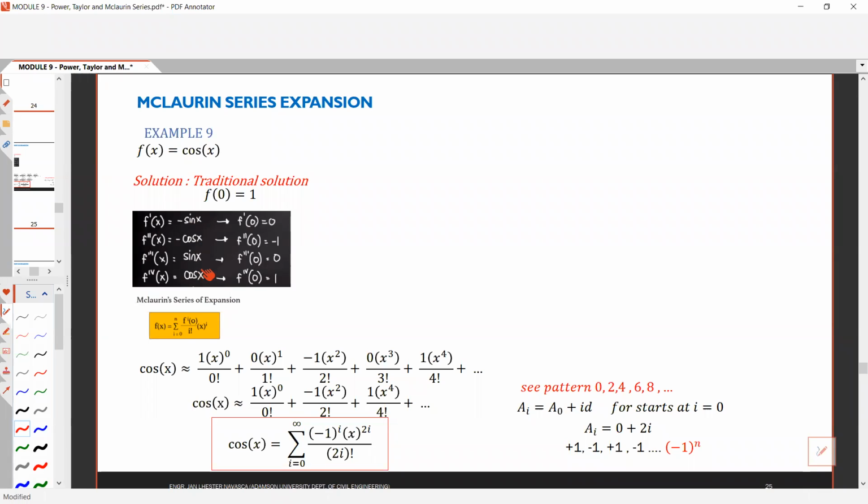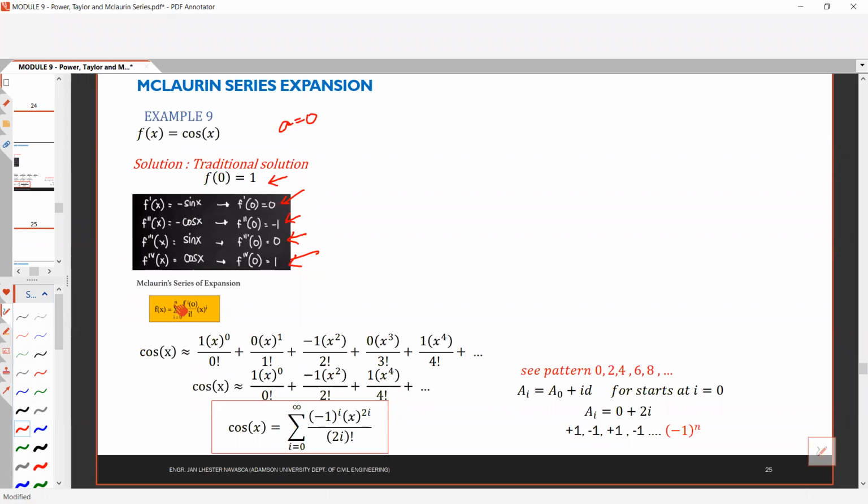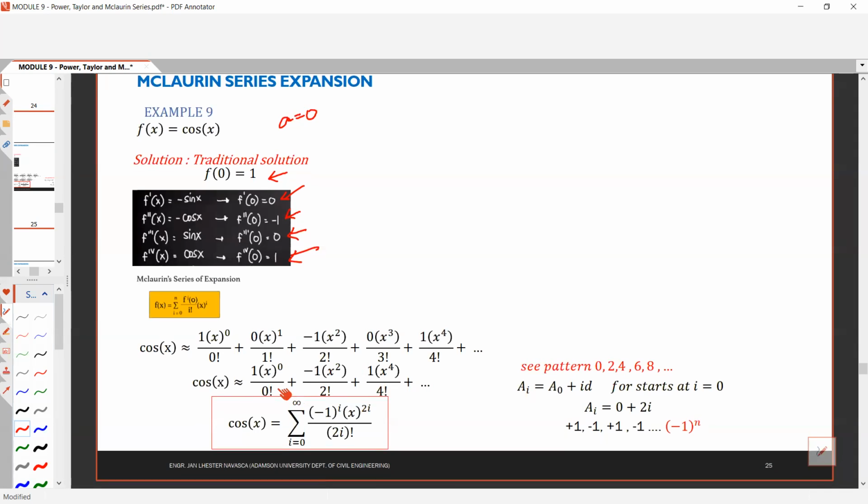So now, if you take a is equals to 0, since this is a Maclaurin series, so ito yung f of 0, f prime of 0, f of 0 is equals to 1, f double prime is negative 1, 0, 1. Okay? So using a Maclaurin series expansion, this one, okay? So 1 times x raised to 0 over 0 factorial, so on and so forth. Yan. This one. Expand lang natin siya. And you can see a pattern. May pattern kang nakita. The pattern is 1, negative 1, 1. Okay, 1, negative 1, 1.